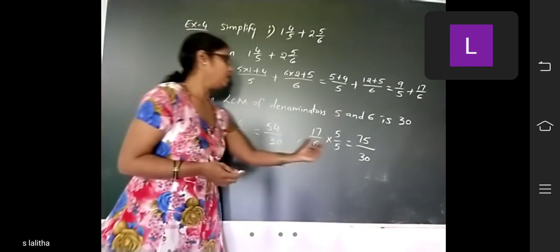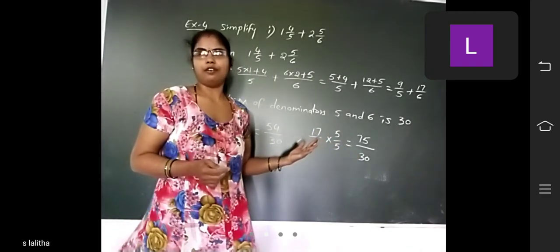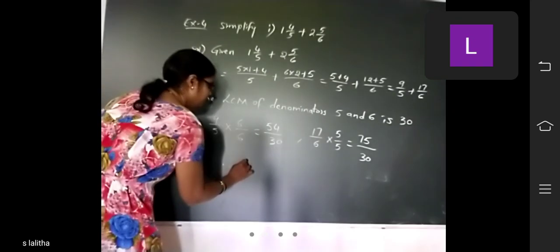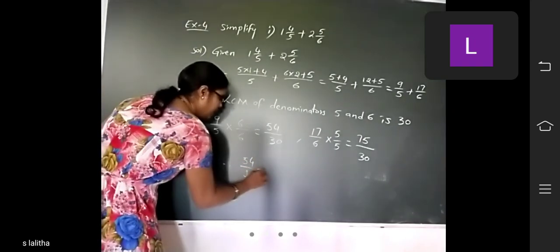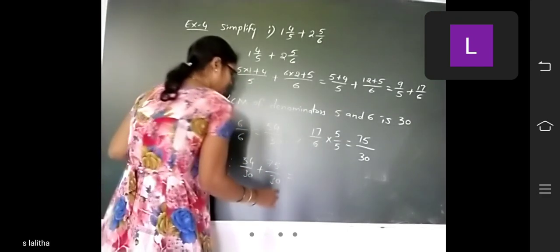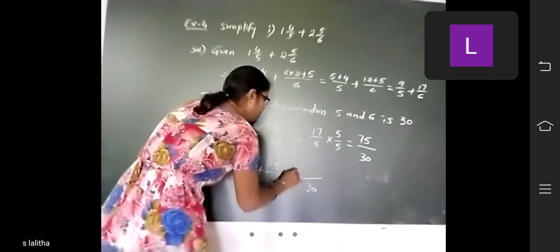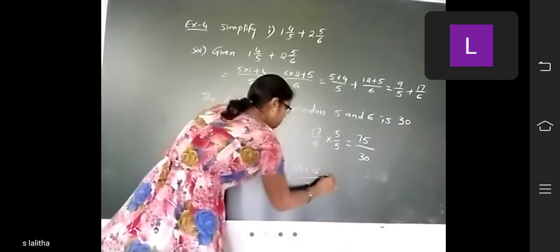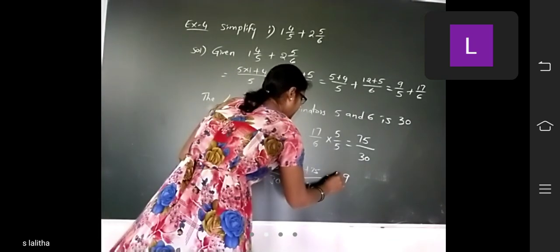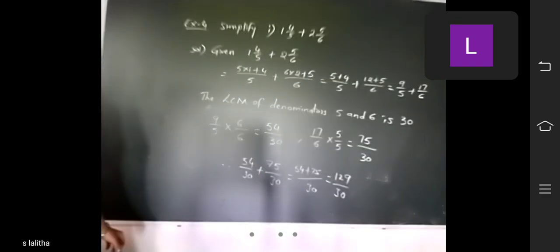Now observe here, denominators both are same. Now we have converted into like fractions. So therefore 54 by 30 plus 85 by 30. Now add numerators. 54 plus 85. How much? 4 plus 5, 9. 5 plus 8, 13. 139 by 30.